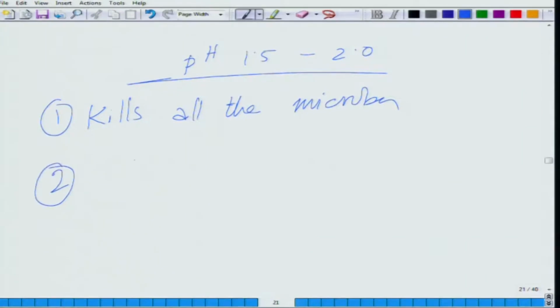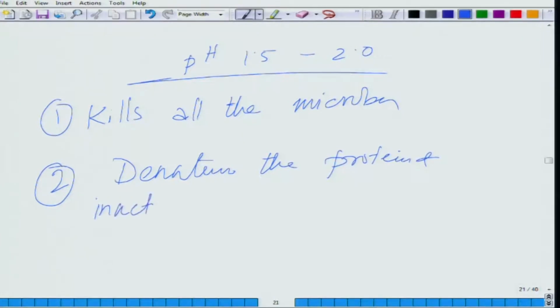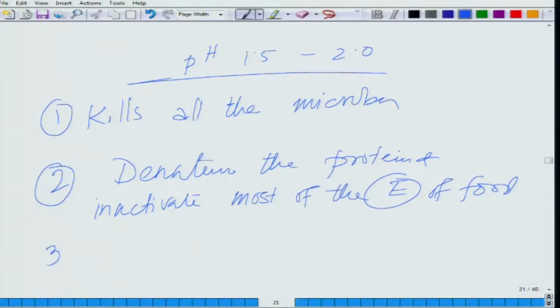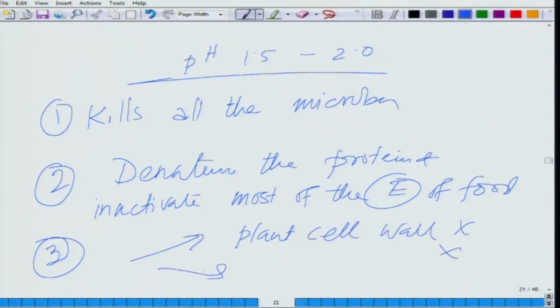The second thing it does, it denatures the protein and inactivates most of the enzymes of the food. And the third important thing it does is that it helps to break down the plant cell wall and the connective tissue in the meat. Because we have a lot of vegetarian diet, plant cell wall breakage and breakdown of the connective tissue of meat happens.